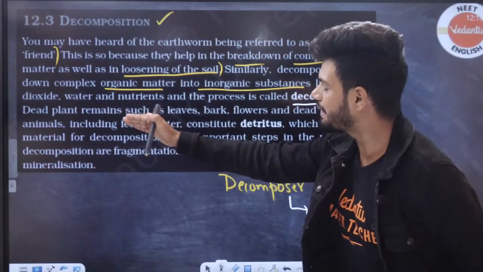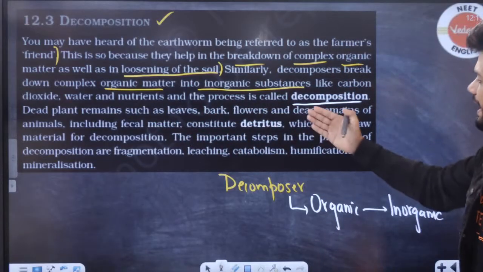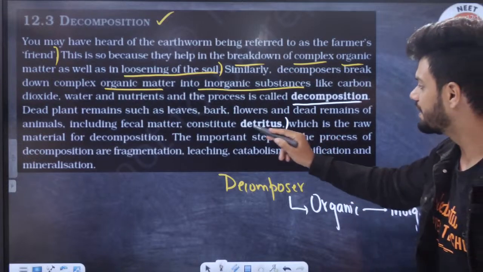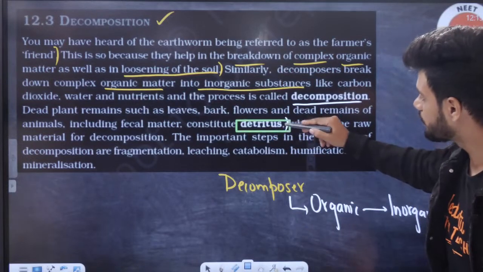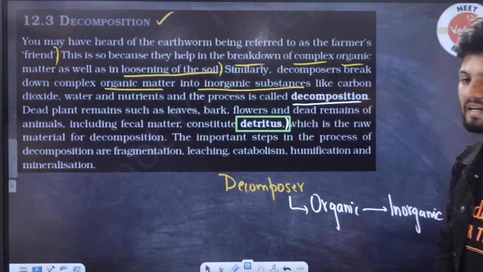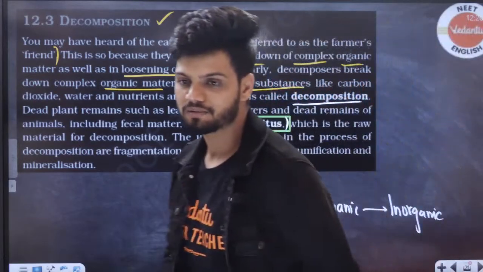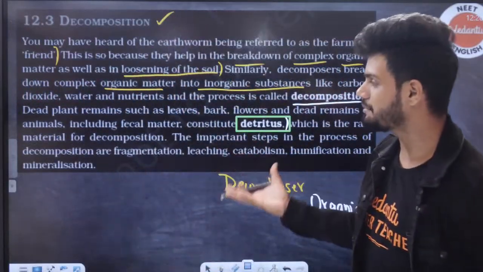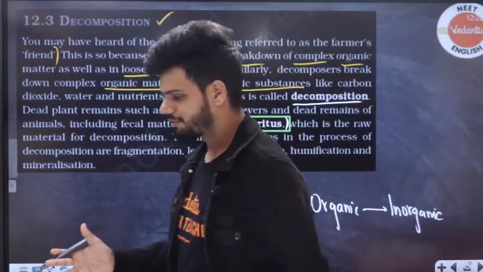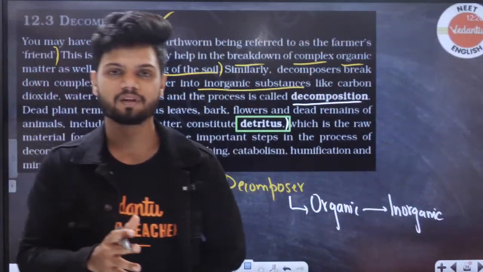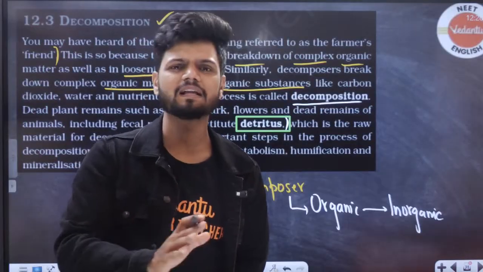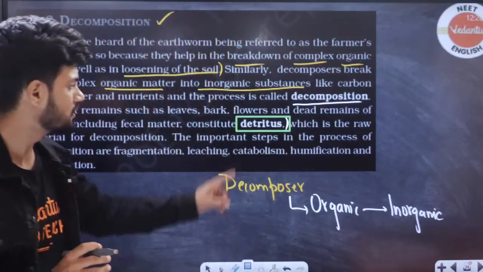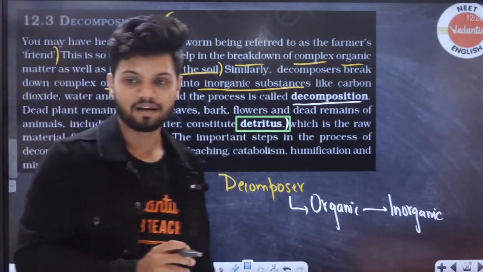The dead plant remains such as your leaves, bark, flower, and dead remains of animals, including fecal matter, are called your detritus. So all of you are learning a new word right now, called detritus. Now what exactly is detritus? Detritus is basically the dead and decaying matter. It could be a dead plant, a dead animal, or it could be leaves, fecal matter, waste material. Everything is called detritus.